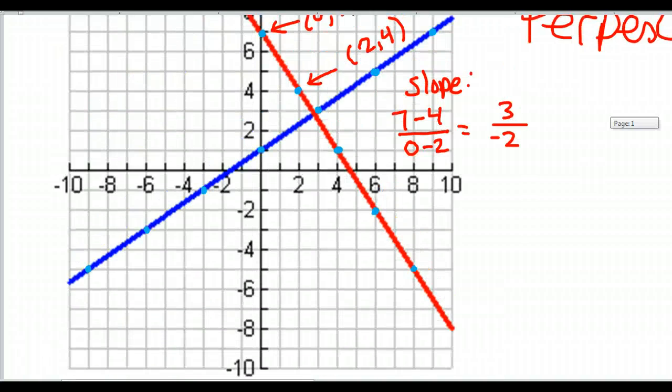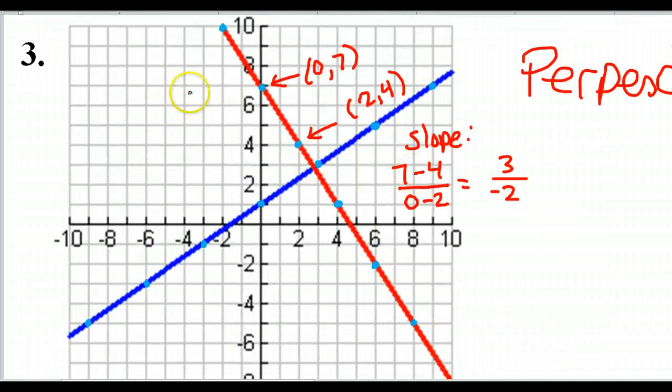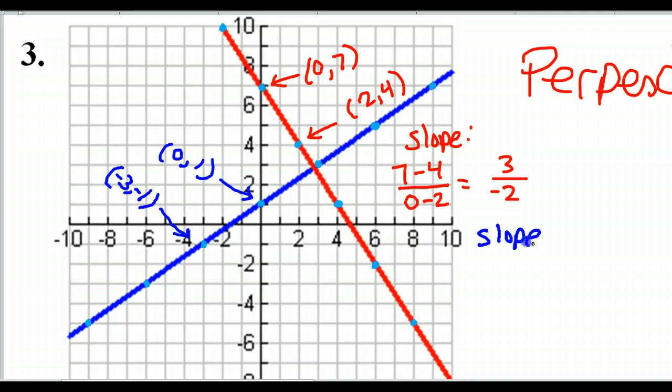Now let's do the blue line. Okay, I'm going to use these 2 points right here. I'm going to do top minus bottom. So this blue slope is going to look like this: 1 minus negative 1, so that's 1 plus 1, over 0 minus negative 3, so that's 0 plus 3. So that's going to give me 2 over 3. Okay, now keep in mind that we decided that these lines were perpendicular.